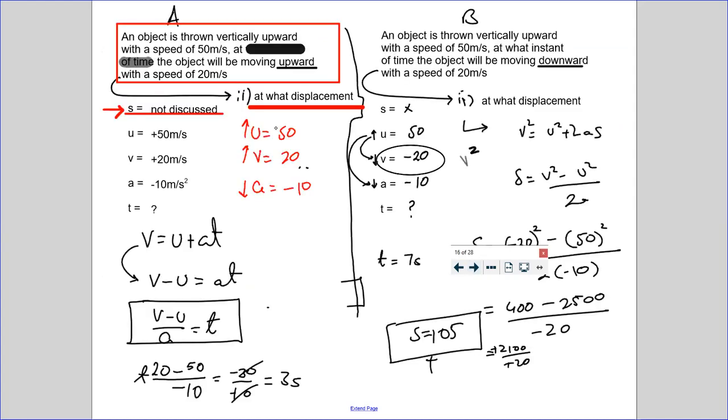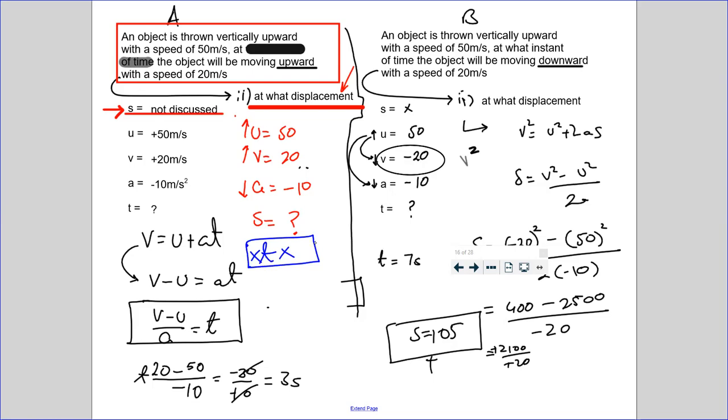And this time we have not to find the time, we have to find the displacement. So for this data, which variable is not discussed? U, V, A are given, S we need to find. So for this question there is no discussion of time. Time is neither given nor asked in this part. Tanya, is it clear? In this part, there is no discussion of time.